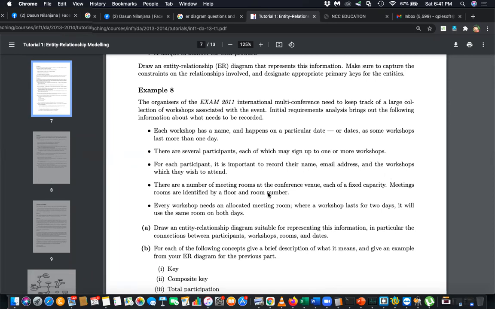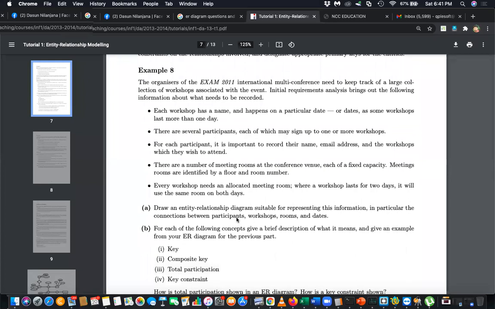There are a number of meeting rooms in the conference, each with a fixed capacity. Meeting rooms are identified by the floor and room number. Yet, every workshop needs to allocate a meeting room. Where a workshop lasts for 2 days, it will use the same room on both days. Right here, it mentions the connection between participant, workshop, rooms, and dates.